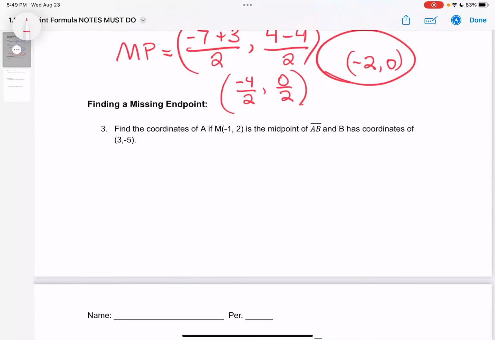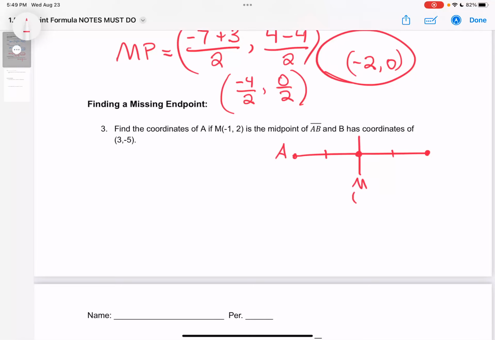So now we're going to do something called finding a missing endpoint. Here we're going to find the coordinates of A if M is the midpoint of AB and B has these other coordinates. So it's something like this. If I draw a segment and here is my midpoint, to say these two sides are congruent, we're trying to find the coordinates of A, which is the missing endpoint. And we're going to call the midpoint right here M, point M.